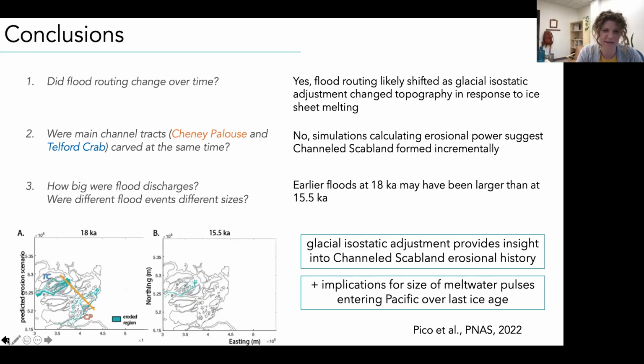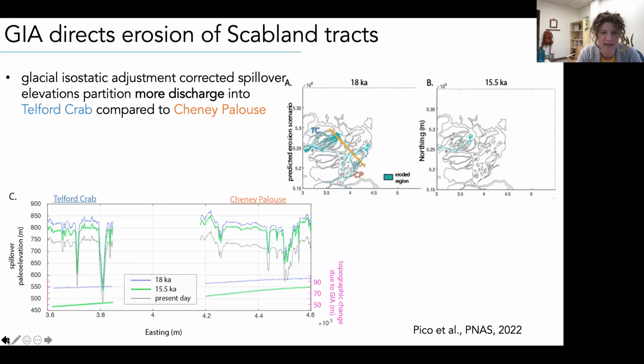There is a question about the elevation difference, and I can pull up this plot. I don't have a perfect answer for you, but here's the elevation profile. This is on present day. So Cheney Palouse is on average lower elevation than Telford Crab, and that difference is different with glacial isostatic adjustments, but I think that's reversed at 18,000 years ago, that this is slightly higher on average, but hopefully that helps.